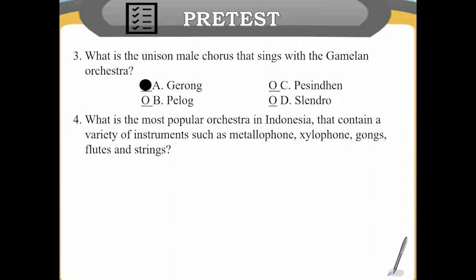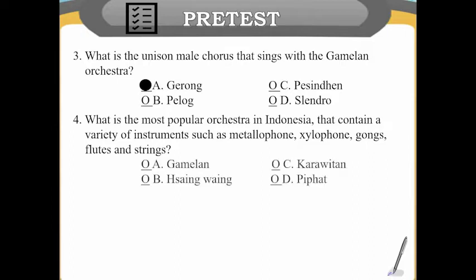Number 4. What is the most popular orchestra in Indonesia that contains a variety of instruments such as metallophone, xylophone, gongs, flutes, and strings? Letter A, gamelan. Letter B, saingwang. Letter C, karawitan. Or letter D, pipat. The correct answer is letter A, gamelan.